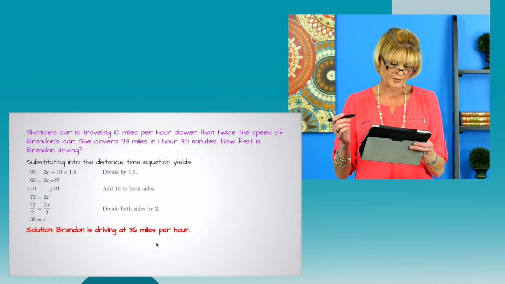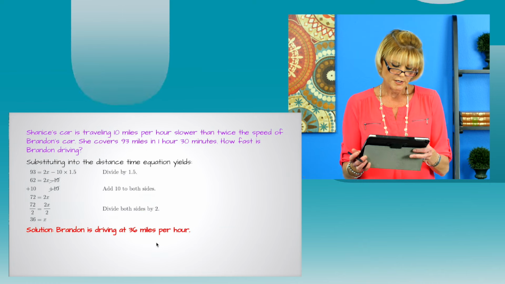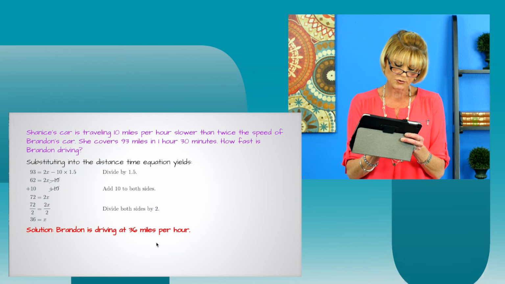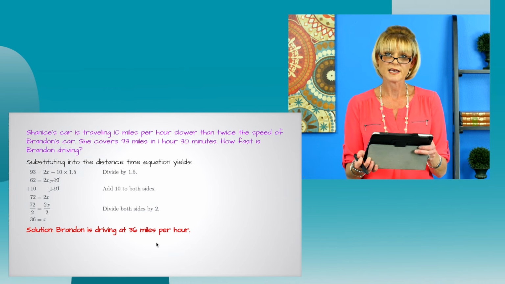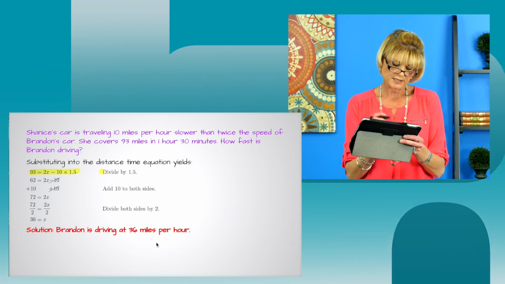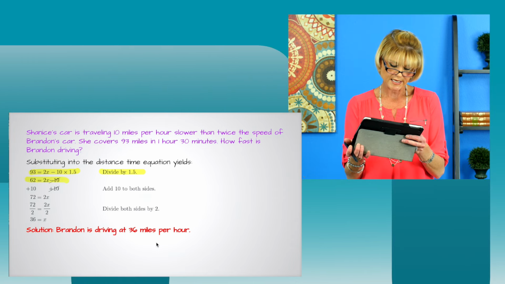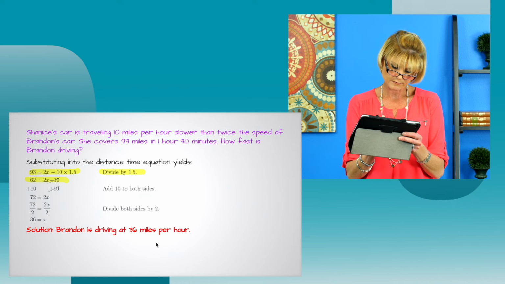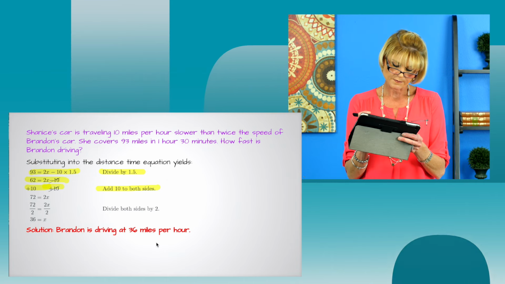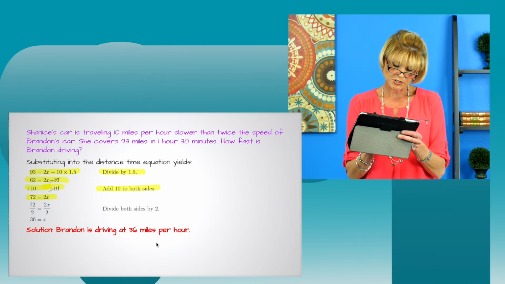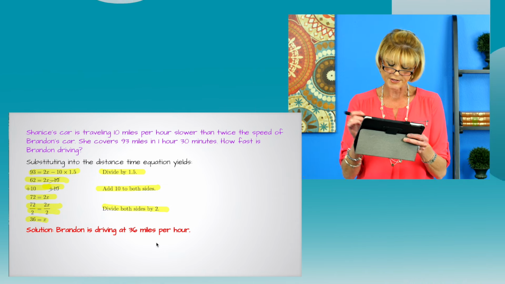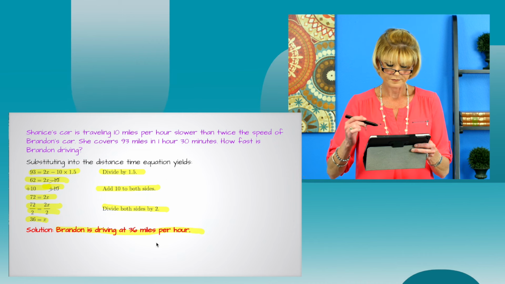And I rewrote the problem up there for you again to look at. Okay, so substituting into the distance-time equation is going to yield 93 equals (2x minus 10) times 1.5. Then we divide both sides by 1.5. We get 62 equals 2x minus 10. Add 10 to both sides. We have then 72 equals 2x. I'm going to divide both sides by 2, and we get 36 equals x. So Brandon is actually driving at 36 miles per hour.